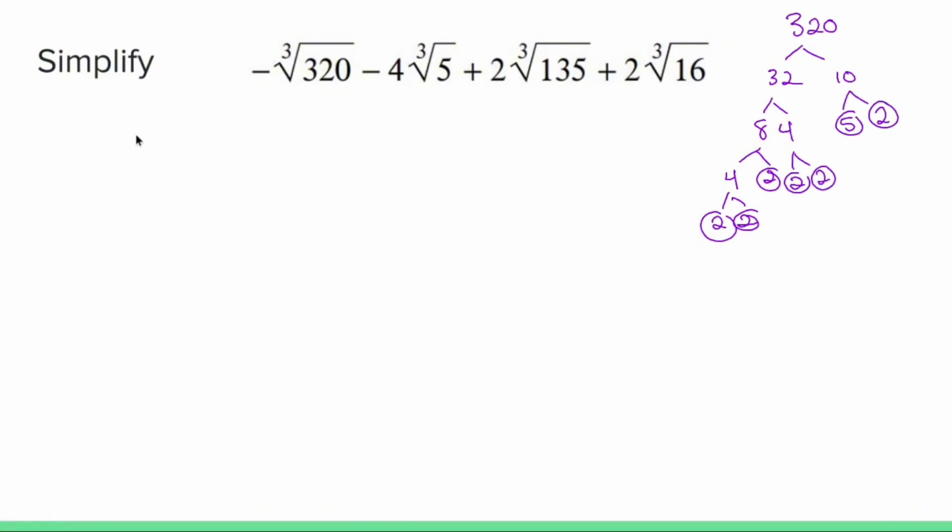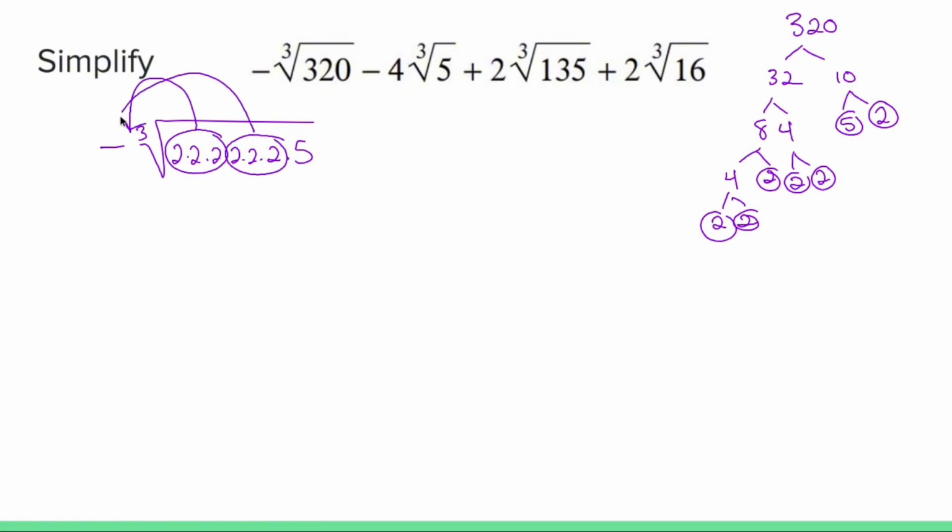So doing this one at a time, negative cube root of 320 is going to be 2, 2, 2, 2, 2, 2. 1, 2, 3, 4, 5, 6. So 2 times 2 times 2 times 2 times 2 times 2, and then times 5. With a cube root, you circle identical groups of 3 twos and bring each one out. So bring out a 2, and bring out another 2. So that's negative 2 times 2 times the cube root of 5, which is negative 4 times the cube root of 5.